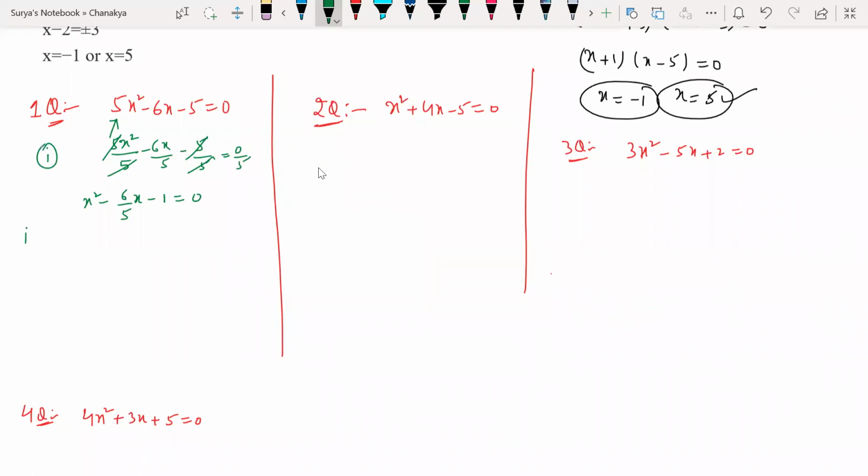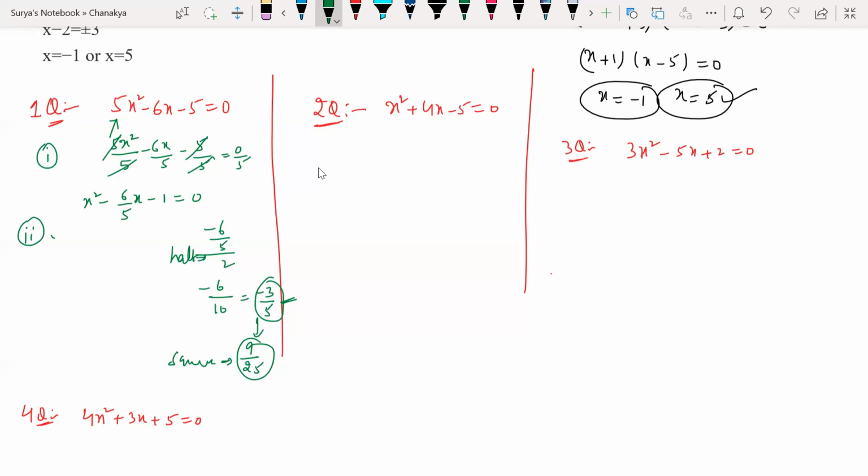Next step is what? The square of half of the coefficient of x. Look at this here. What is half of minus 6 by 5? Minus 6 by 10, correct? Which is nothing but minus 3 by 5. What is the square of this? 9 by 25. Correct or not? Are people able to understand? Yes, sir. This is half, this is square.